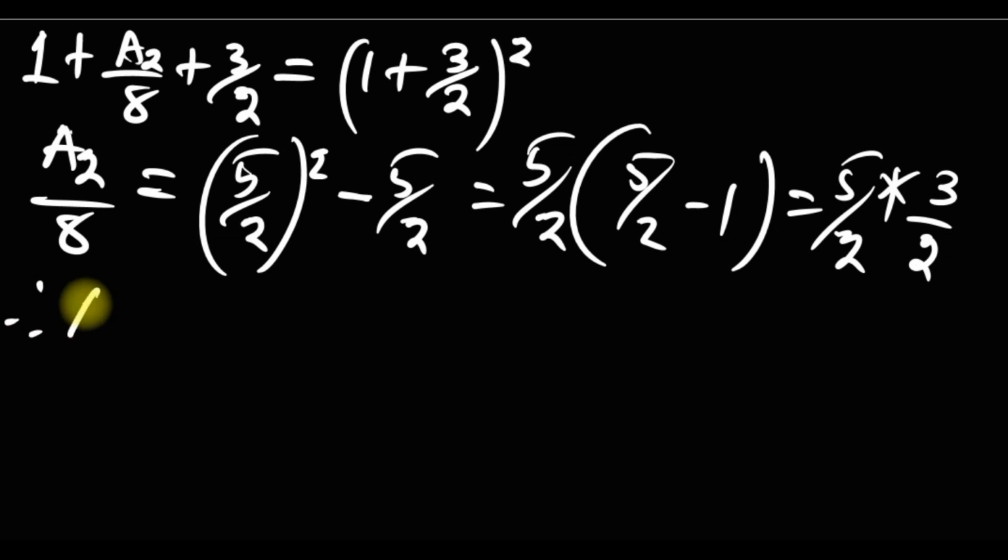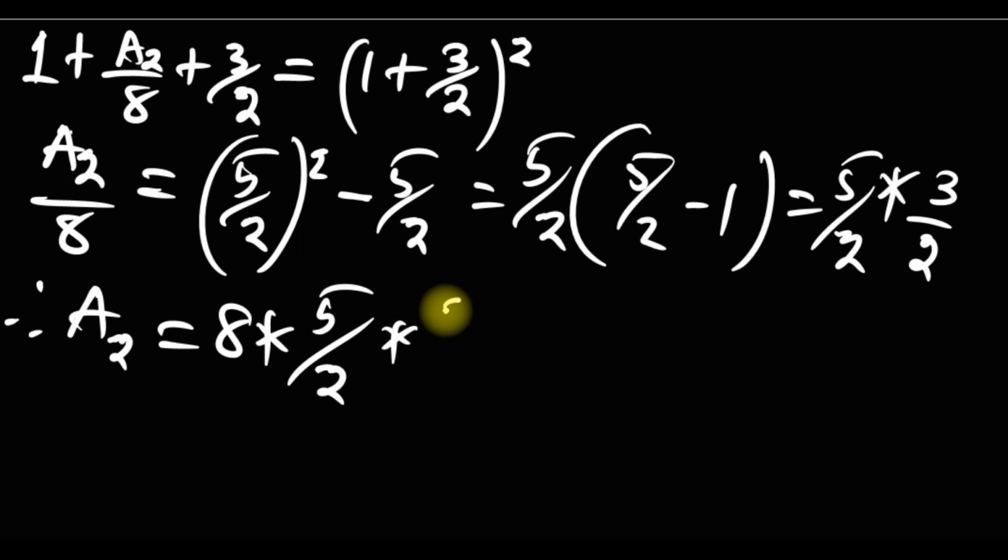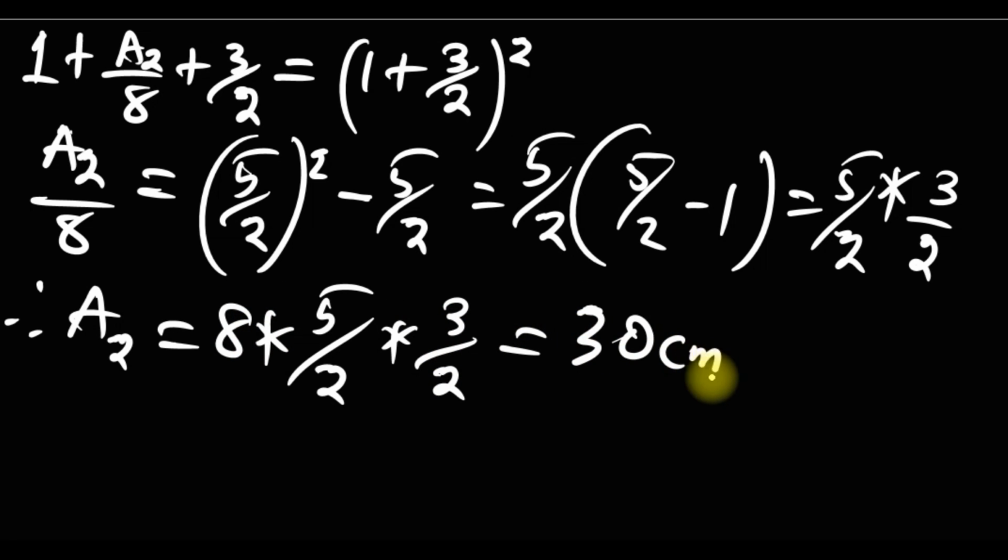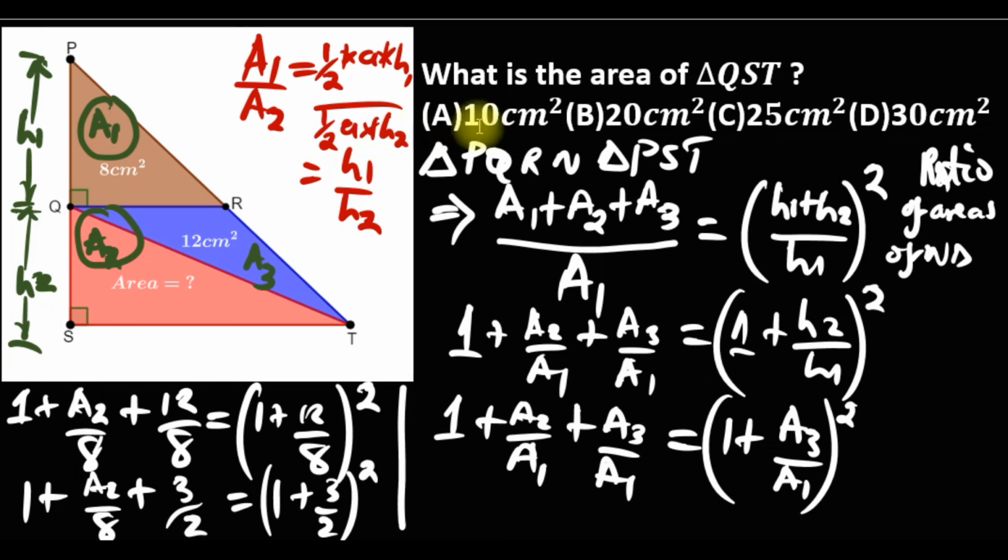So therefore, A2, which we are looking for, is 8 times 5 over 2 times 3 over 2. The 4 goes into 8, 2 times 3 is 6, and 6 times 5 is 30. So we have 30 cm squared. The question is tricky, just similar triangles and the ratio of areas of triangles.